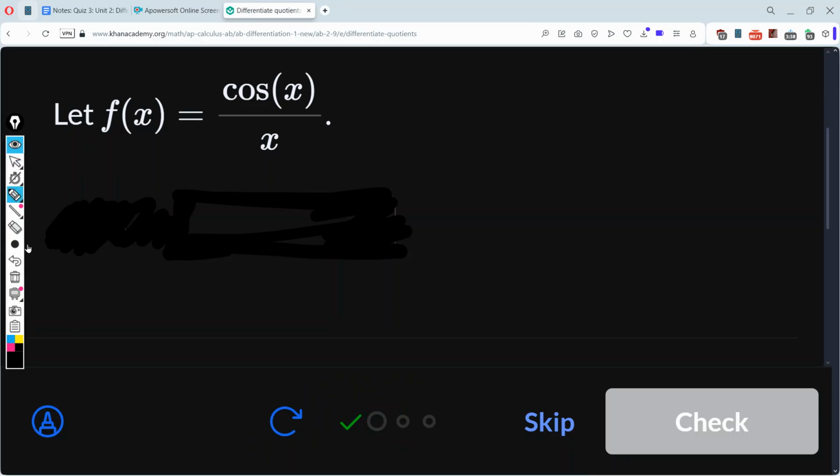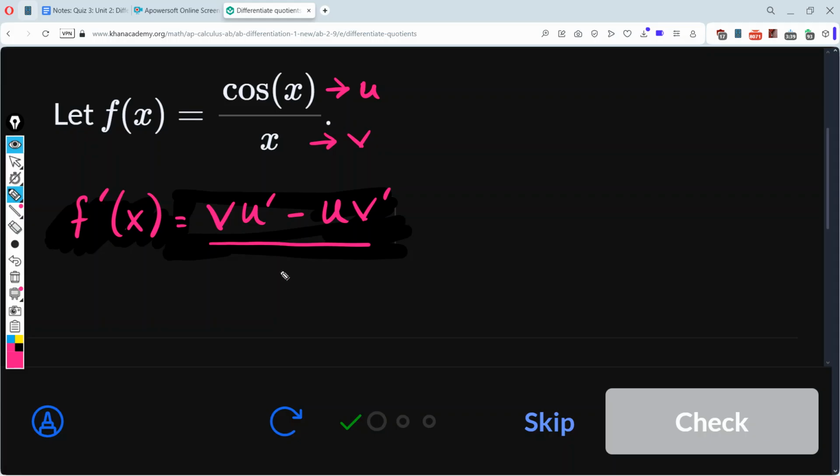All right, so once again, we are finding the derivative. We have f of x, and we are looking to find f prime of x. The numerator is going to be our u, and the denominator is going to be our v. So we said quotient rule: bottom times the derivative of the top, so that's v times u prime, minus the top times the derivative of the bottom, u times v prime, all over the bottom squared.